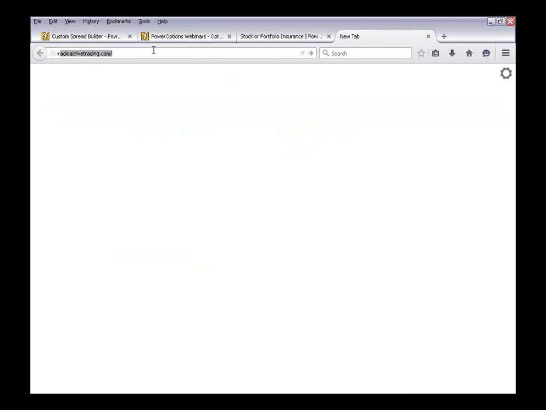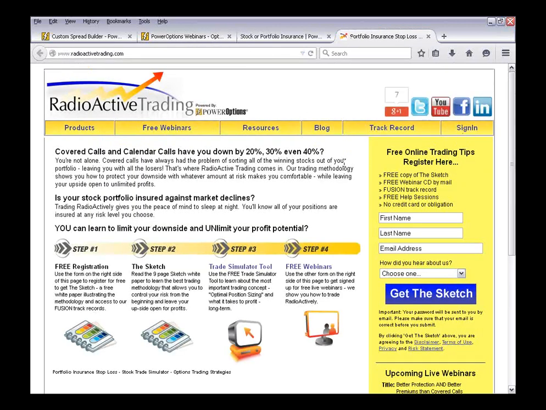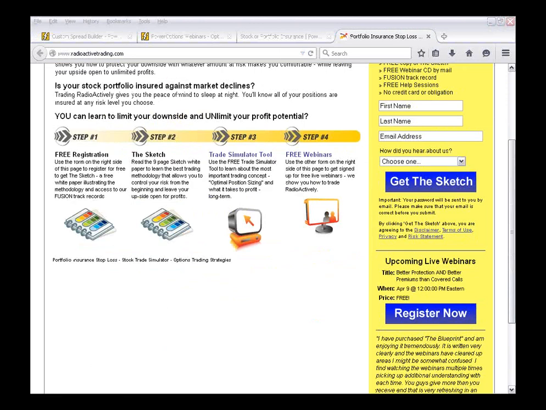And let's change the screen here. I just want to go to radioactive trading. Here we go. All right, now we're seeing my screen.